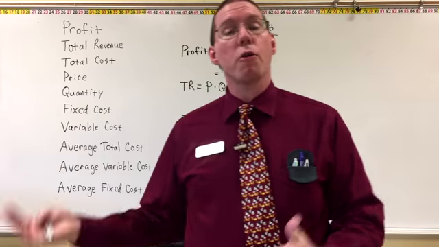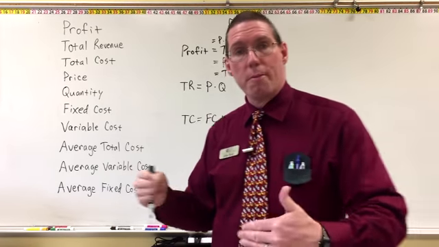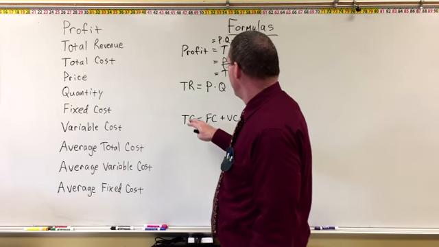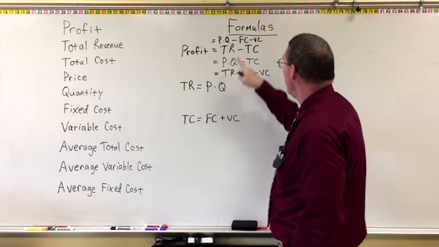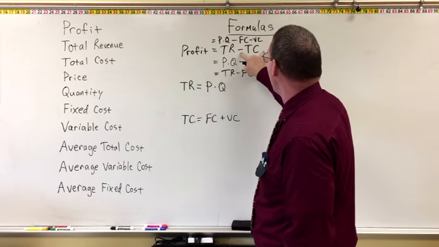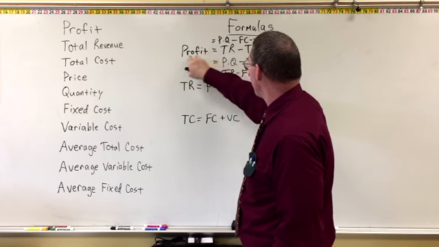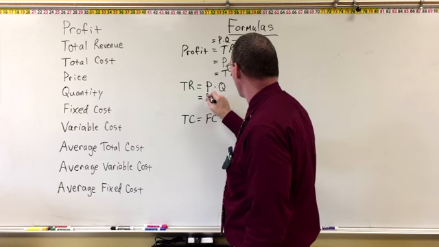But that's not all. There are other ways you can represent profit. I'm just showing you how you're supposed to be able to understand these formulas. Now, because profit is equal to total revenue minus total cost, what I could do with this formula is add total cost to profit, and then I would have total revenue is equal to profit plus total cost. So I could also represent total revenue as profit plus total cost.